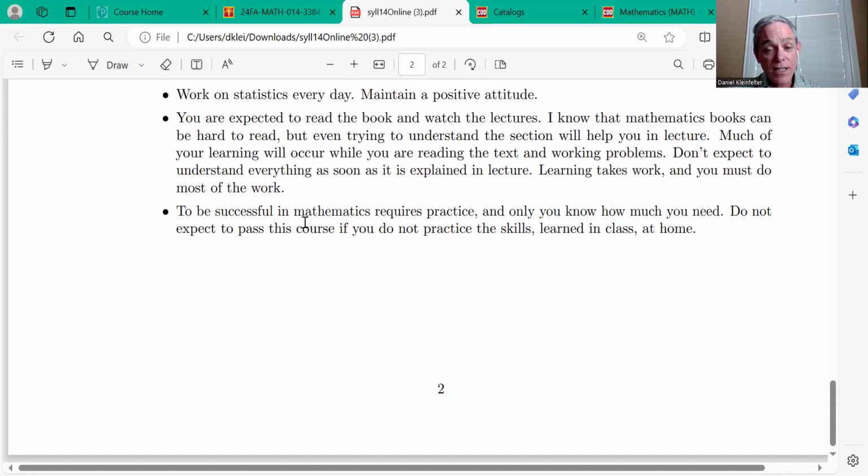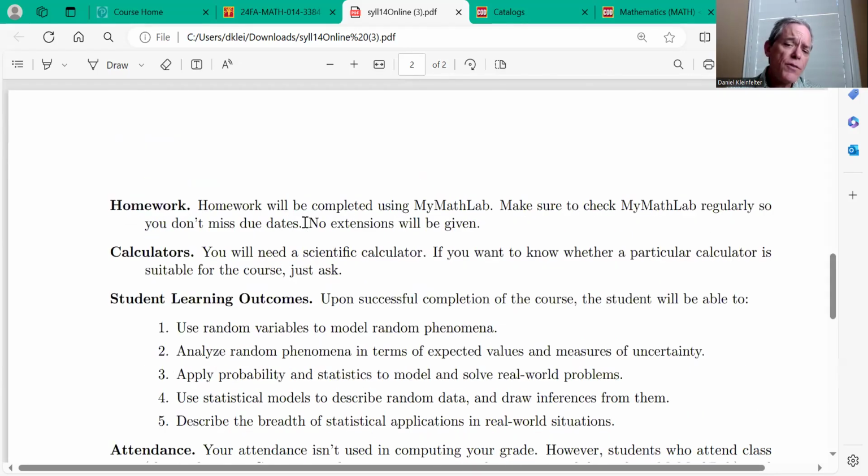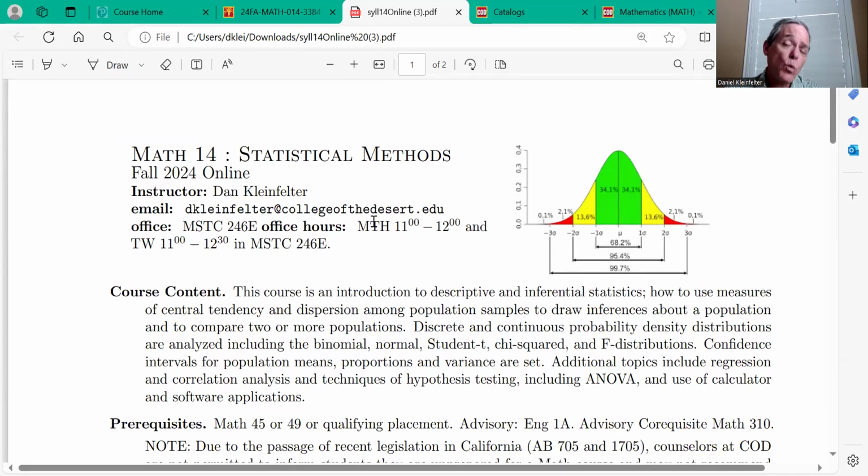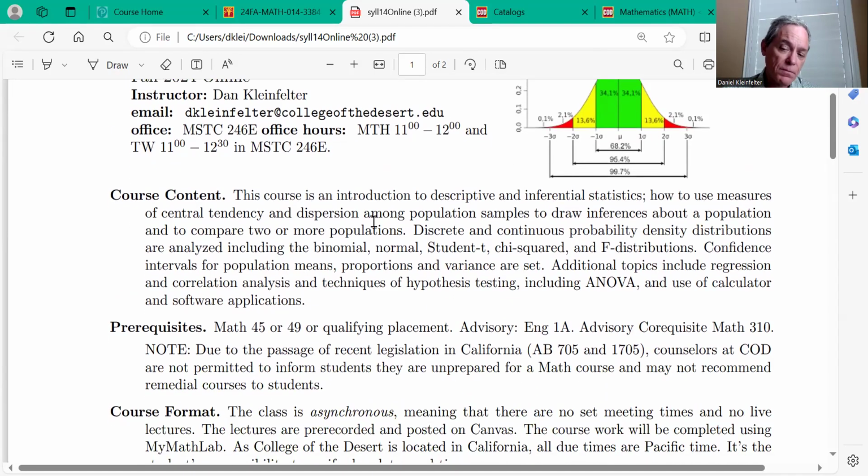So that takes us to the end of the syllabus. If you have any questions about the grading, how your grade's calculated, when or where the office hours are, the things you need to buy for the course, or anything of that nature, then let me know.